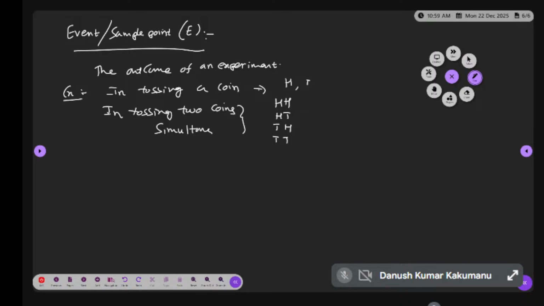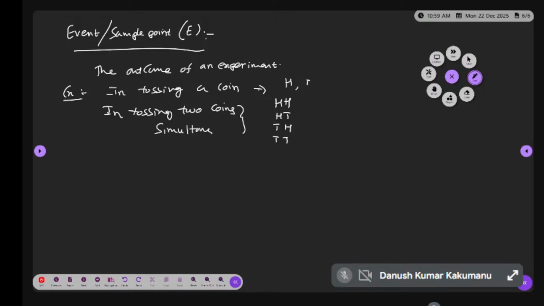At most one head. Understand my words. At most one head. How many are favorable? Some of you are responding 1 by 4, 2 by 4, 3 by 4. The correct answer is 3 by 4 for at most one head.